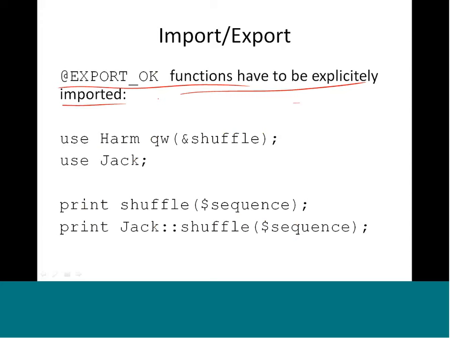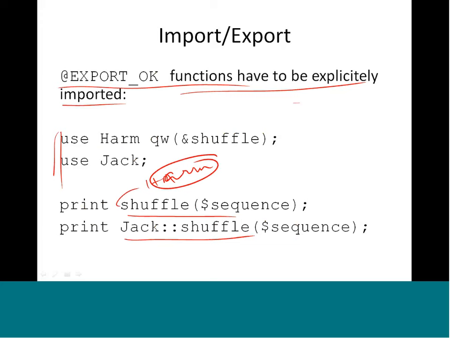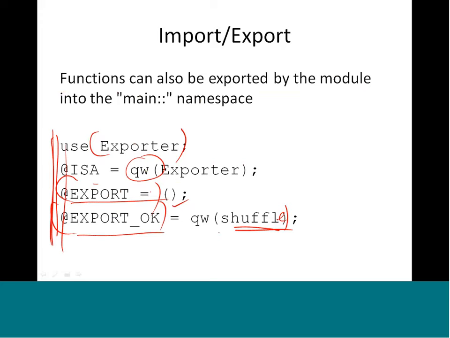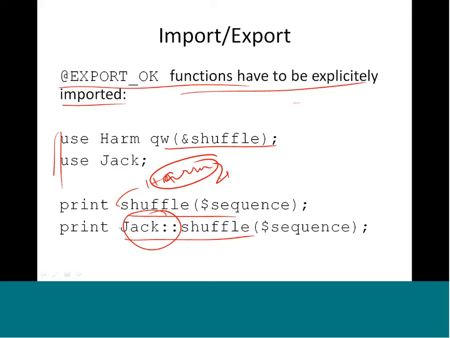So here again we use the same thing, and we say shuffle sequence, and then we say Jack shuffle sequence. See here that we don't need to specify Harm anymore. The reason is we don't need to put Harm because this is something that is being exported from this function. For Harm we are using this, so it is directly exported into the main namespace, so you don't have to specifically assign a Jack namespace for that particular shuffle. Wherever you call shuffle it's assumed that it's coming from Harm.